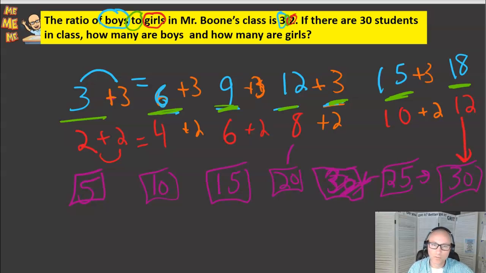18 boys, 12 girls. Now back to when you were saying, couldn't we just multiply everything by, when we said 15 by 2 to get 30? Yes, you can. You could even do it ahead of time. What about here? You could say, multiply everything here by 3 to get 30.